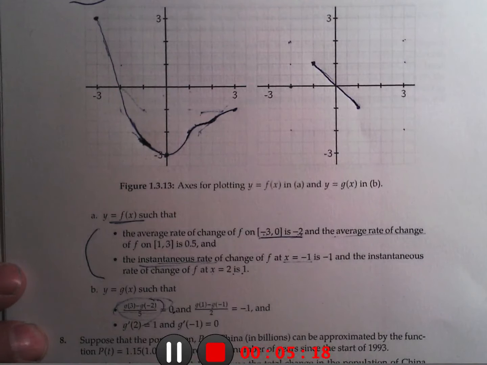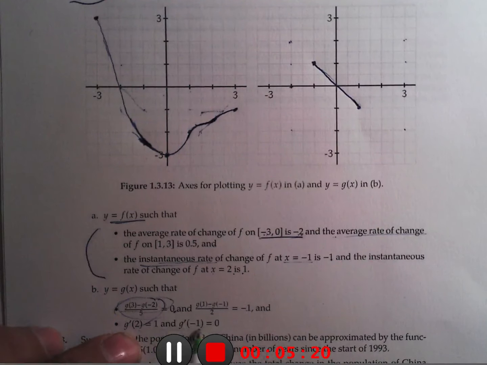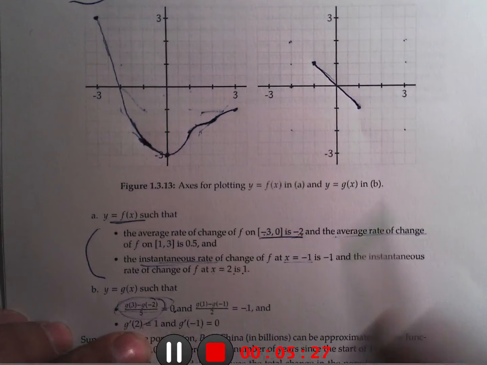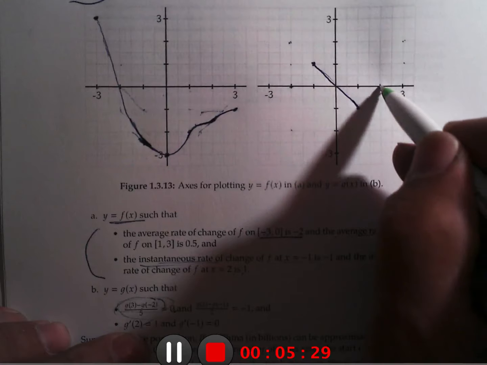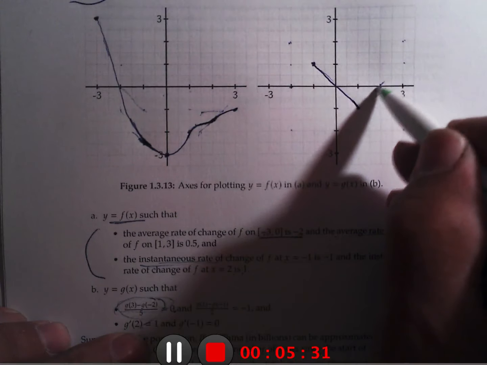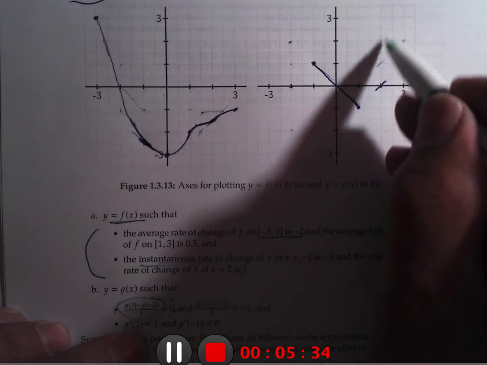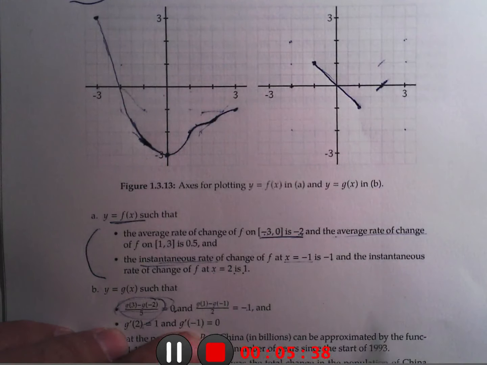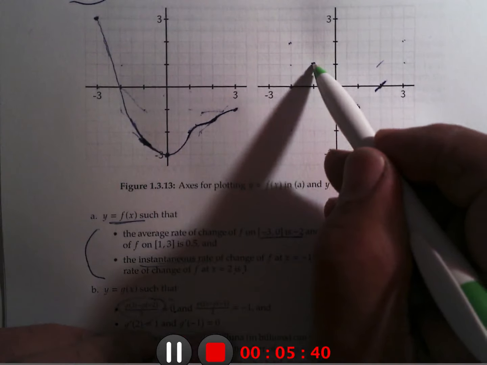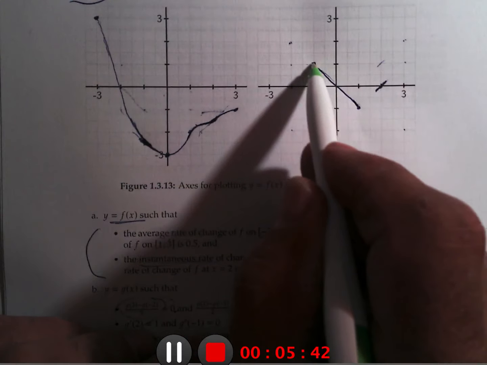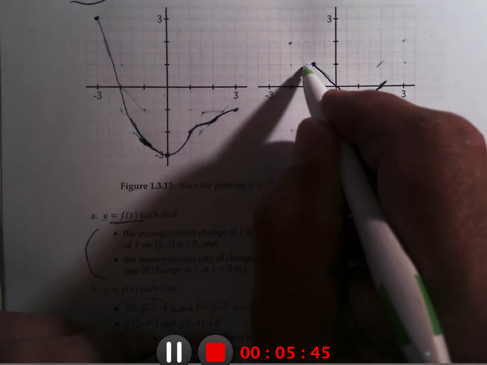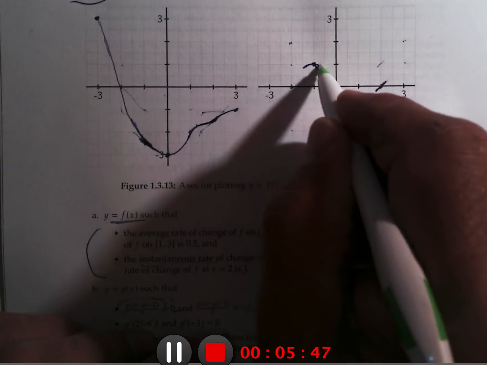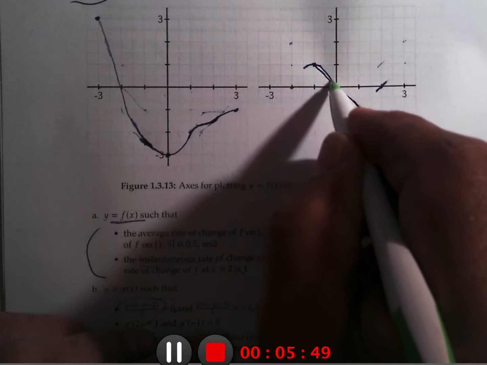But I need to do some instantaneous rate of change, so I may have messed up here. The slope at 2 has to be 1. At 2, it has to have a slope of 1. Well, I could put it here, I could put it up here, I could put it anywhere, but there's a slope of 1. And at -1, it has to have 0. Oh, well, this won't have 0. I may have to do something like this. And then maybe I'll come down and do this.